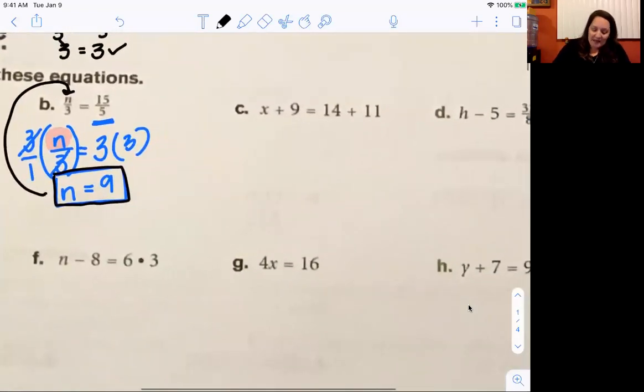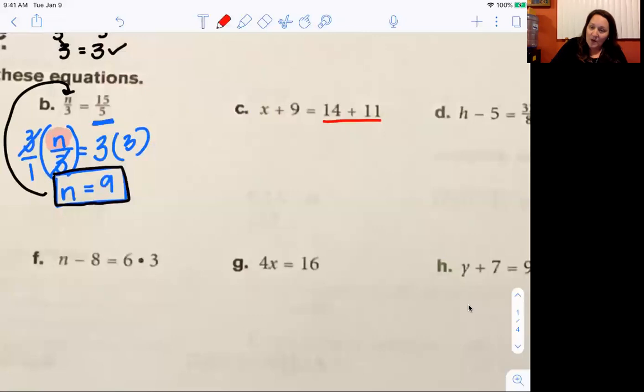Letter C, x plus 9 equals 14 plus 11. What do you think we need to do first? Remember, we always have to ask ourselves, and even if I'm not working through this with you, ask yourself, what do I do first? What's the very first thing I need to do? And if you said add 11 plus 14 or 14 plus 11 first, you are 100% correct.